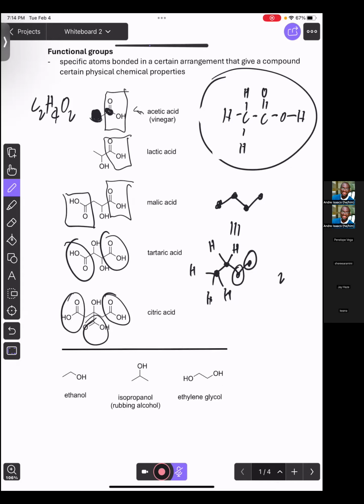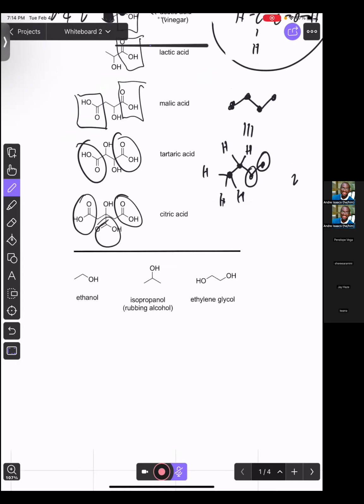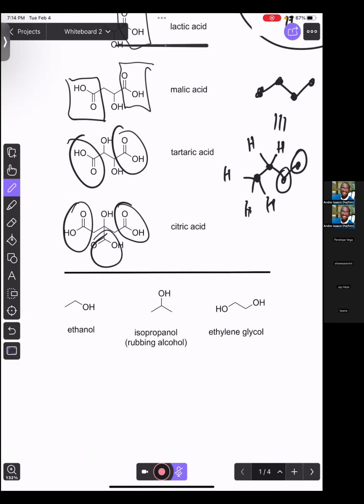Okay. So another functional group right here below is a very common one. This is called an alcohol. Okay. And alcohols have just an OH group attached, right? And that is different from a carboxylic acid. Let's draw it out. A carboxylic acid has this unit. Okay, carboxylic acid.